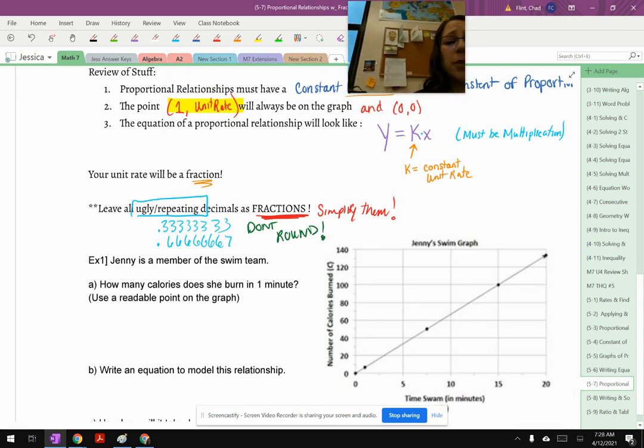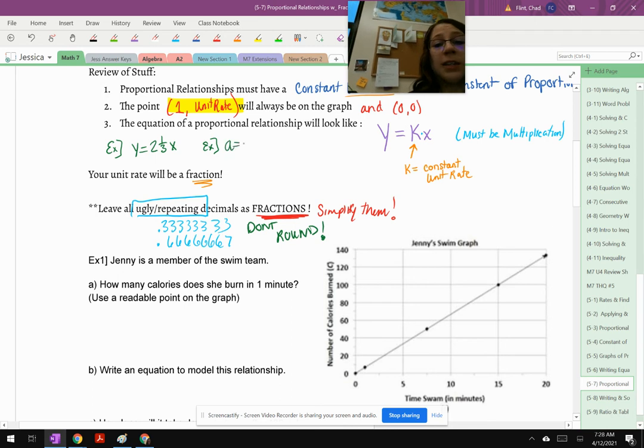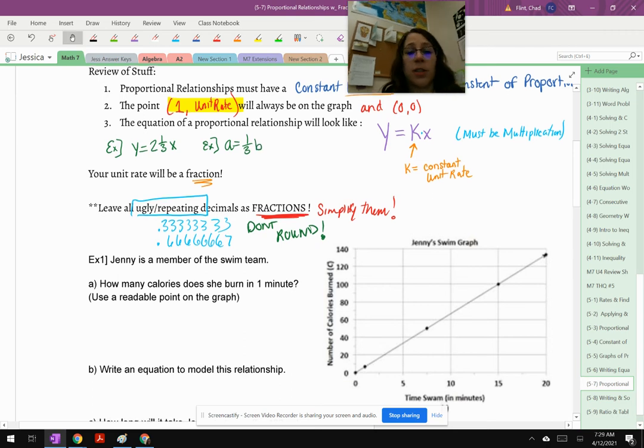And I just wanted to give you some examples. So, your equation examples could be something like y equals 2 1/3 x. Remember, they don't have to be x and y. It could be something like a equals 1/3 b. Again, they're just going to be a fraction this time.